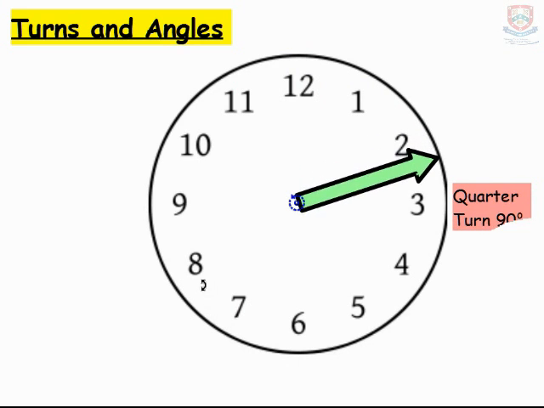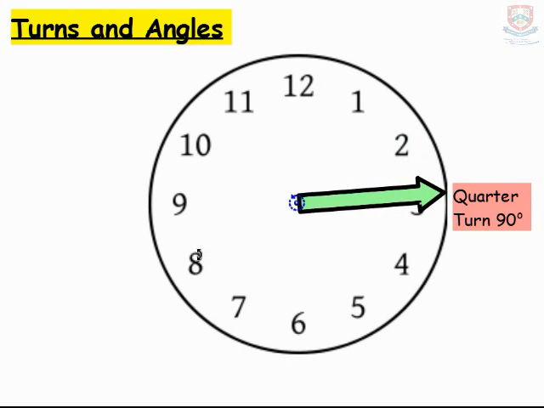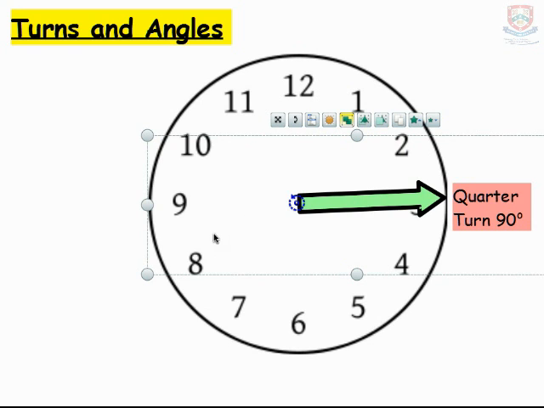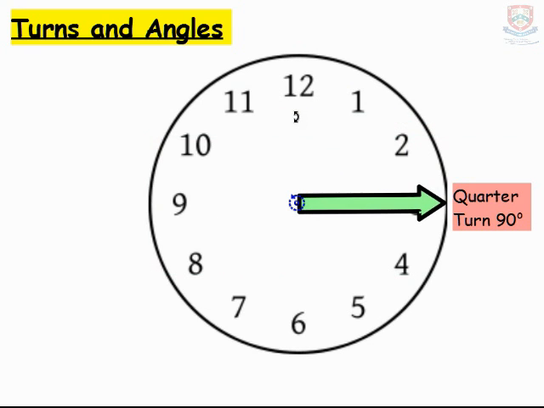So when we get to 3 o'clock, we've gone a quarter of a way all the way around. This is called a quarter turn. We've gone clockwise, following the direction of a clock, 1 quarter turn. This is known as 90 degrees. Each time we go 1 quarter around this clock, we're going to be travelling another 90 degrees. So from 3 to 6 would be another 90 degree turn.